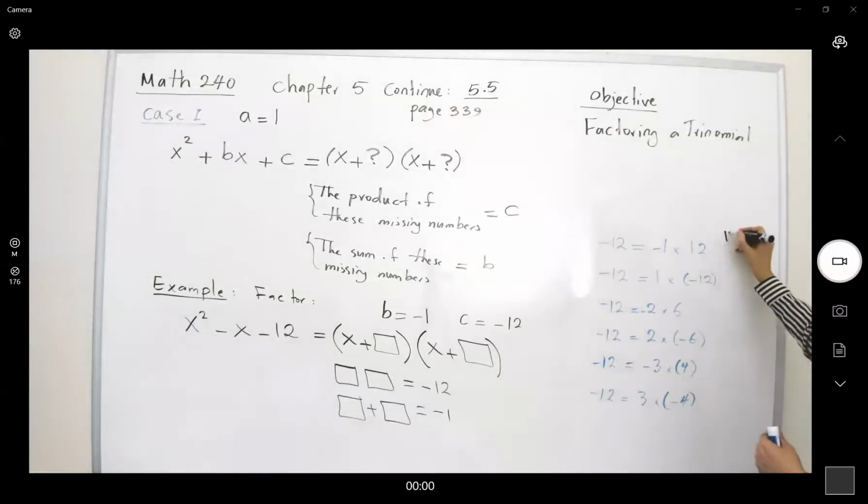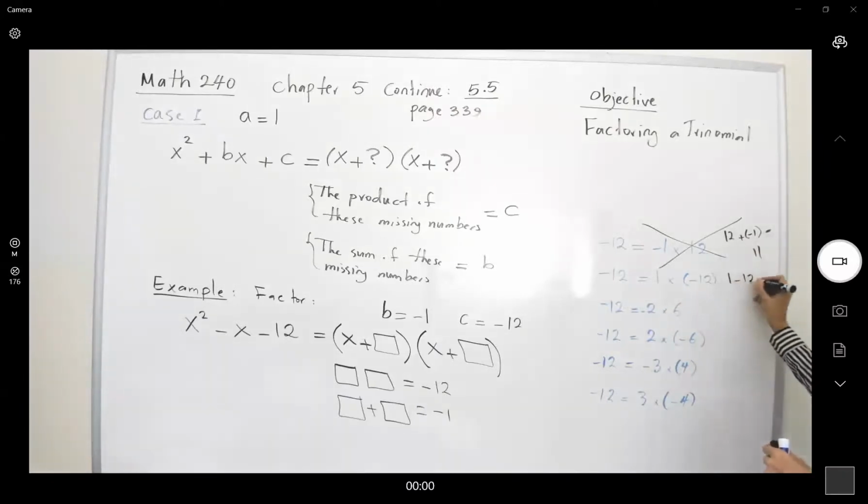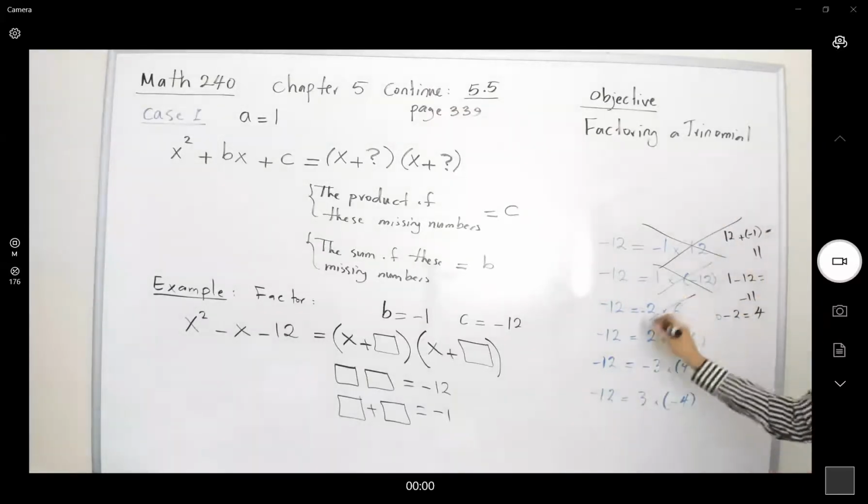If I add 12 and -1, the outcome is 11. Do you have 11 here? No. So this option is not correct. How about the second one? You have 1 minus 12, which is negative 11. I'm looking for negative 1. Is this option possible? No, unfortunately not. How about negative 2 and 6? If I add 6 and negative 2, I get 6 minus 2, which is 4. I'm not looking for 4. I'm looking for negative 1, so not a good option for me.